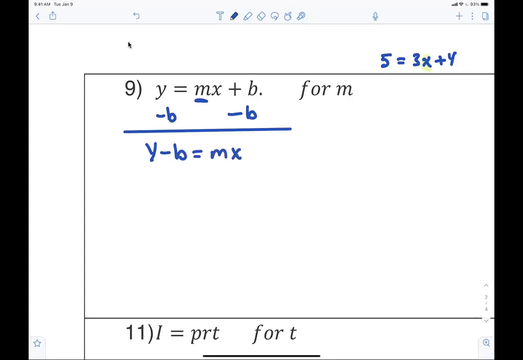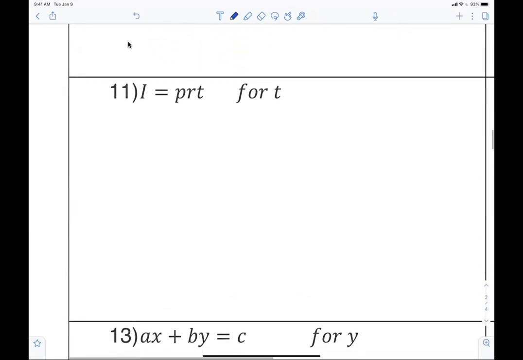All right, finish it up for me, Maya. That was really good. Now what? Y minus b divided by x. Yes, divide both sides by x. So m is always equal to y minus b over x. I don't think that's that hard. All right, let's carry on.